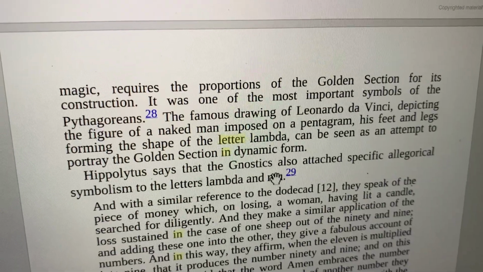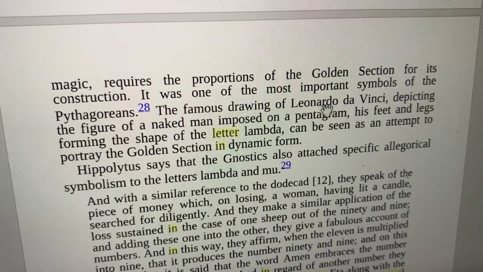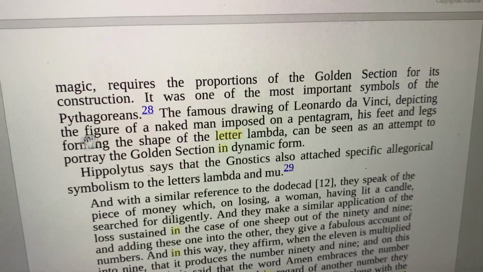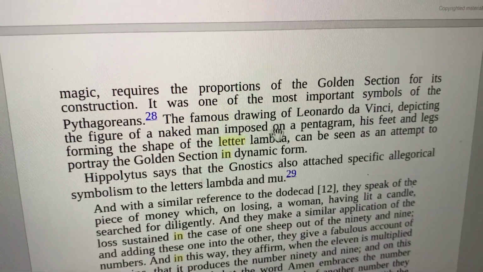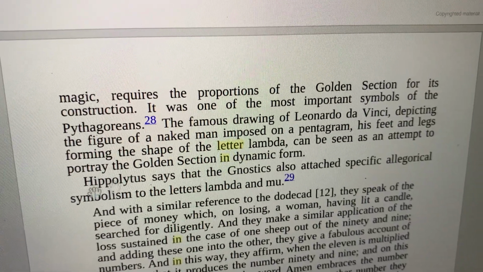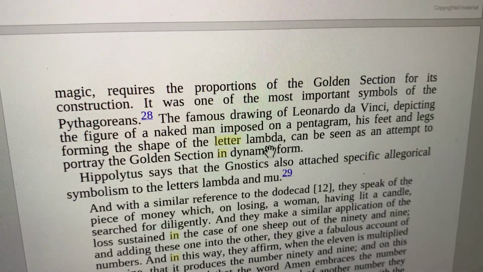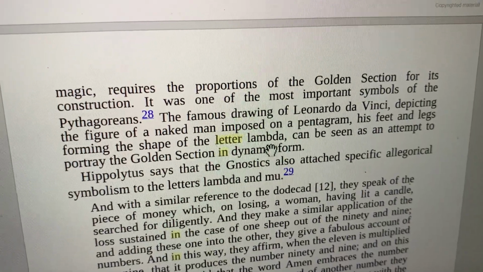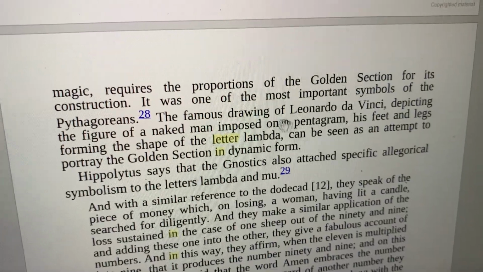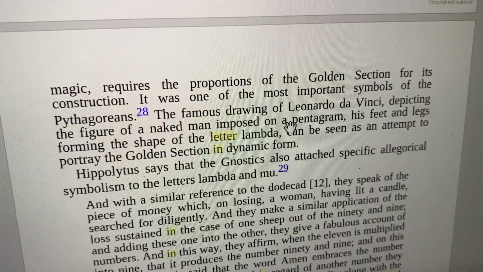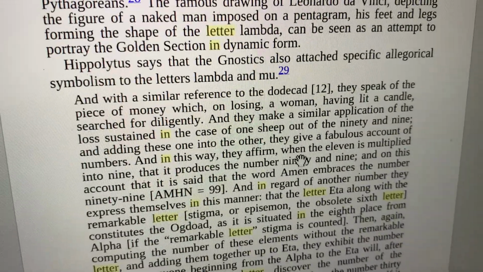Oh yeah, and also this is where you see it. Pythagoras, the famous drawing of Leonardo da Vinci depicting the figure of a naked man imposed on a pentagram, his feet and legs forming the shape of the letter lambda, can be seen as an attempt to portray the golden section in dynamic form. I think the golden section is like the golden ratio in numbers. So look at that. You have that right there, depicted by Leonardo da Vinci. Now they're using it again. Do you guys see that this is not an accident?